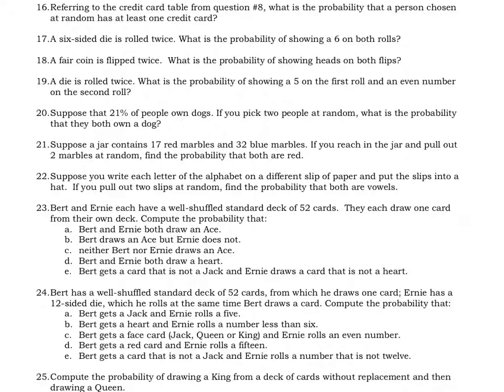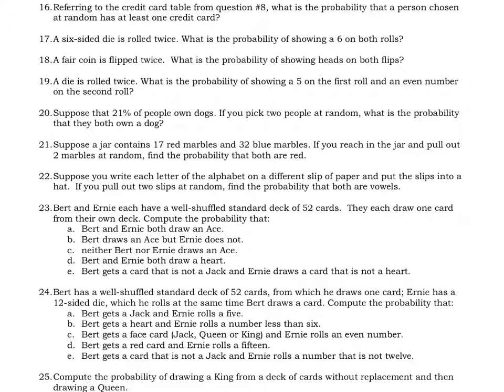Probability practice exercises 17 through 22. Number 17: a six-sided die is rolled twice. Now we know that when you roll a die, those are two independent events. So what is the probability of showing a 6 on both rolls? We're looking for a 6 and then a 6. So the probability of rolling a 6 is 1/6, and "and" means we're going to multiply, and then another 6. We're going to get 1 out of 36.